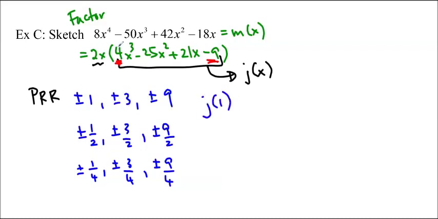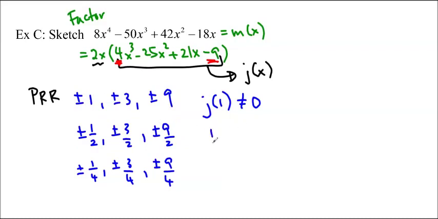You just type it in, so 4 times 1 minus 25 times 1 plus 21 times 1 minus 9, and that is equal, well, it's not equal to 0, and that's what we care about, so you can just write not equal to 0. You don't have to write the number. If it is wrong, I will take off marks, so you might as well just put not equal to 0. And you can test these in whatever order you like. Obviously, it's easier to do the integers first.